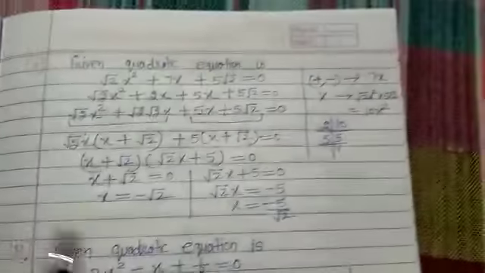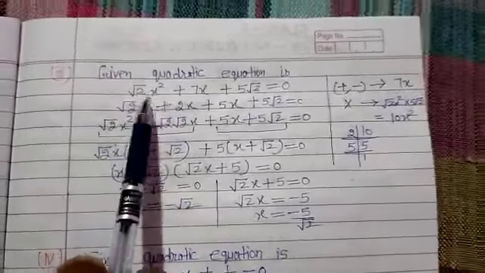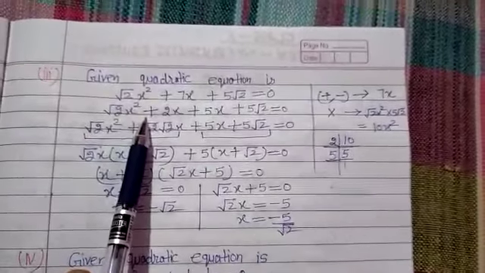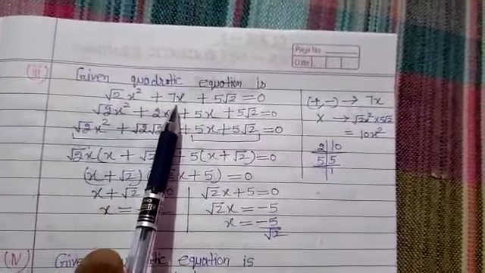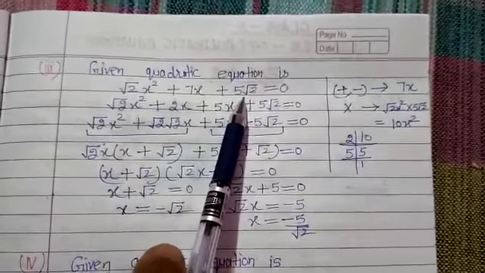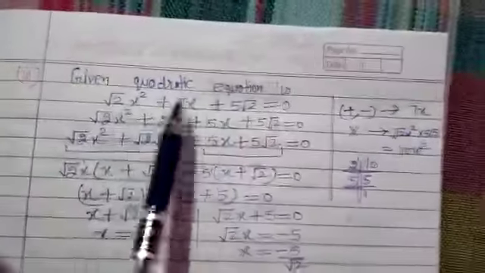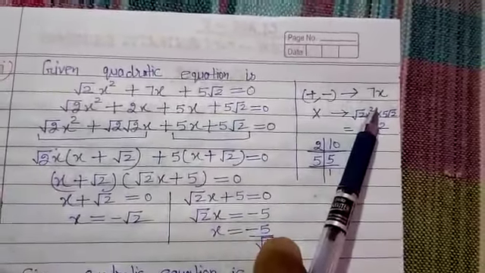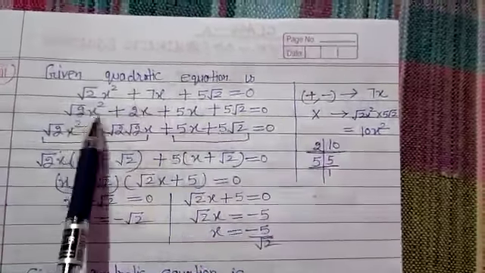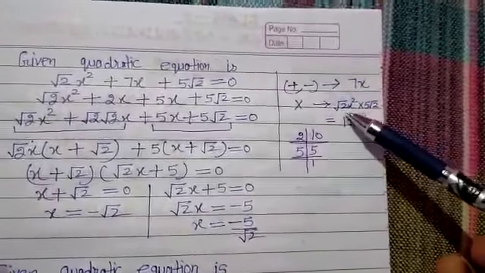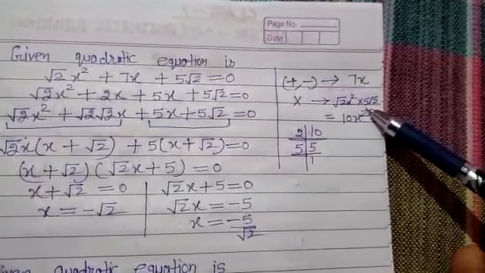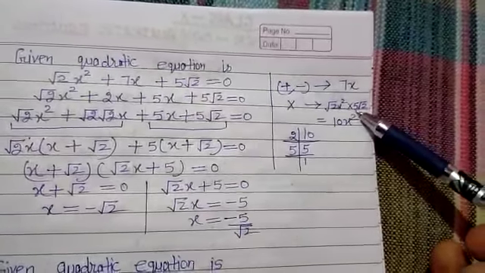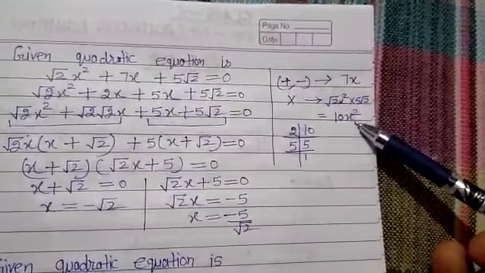Now the third part is under root 2 x square plus 7x plus 5 under root 2 is equal to 0. So under root 2 x square is the first term, the middle term is 7x, and the last term is 5 under root 2. The method is that when we break the middle term, after adding or subtracting our answer will be 7x, and after multiplication our answer will be the product of the first and last term. The first term is under root 2 x square and the last term is 5 under root 2. Under root 2 into under root 2 is 2, 2 into 5 is 10. So after multiplication our answer is 10x square.